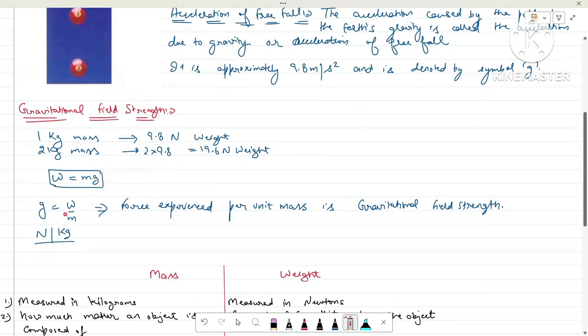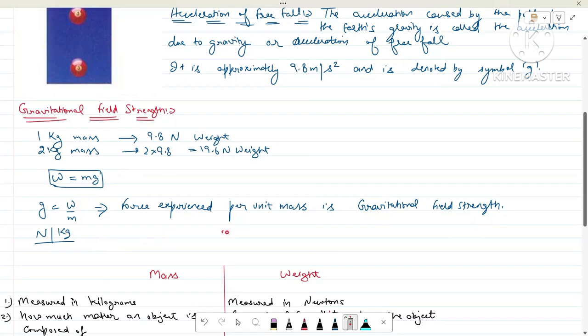From here, we can write g is equal to W by m, where W is weight, which is the force experienced, and m is the mass. So the force experienced per unit mass is called gravitational field strength. For gravitational field strength, the unit is newton per kg.